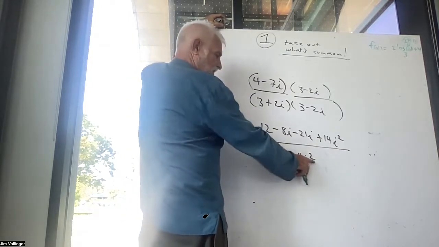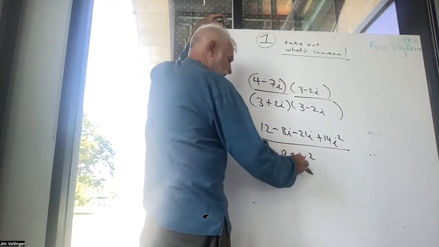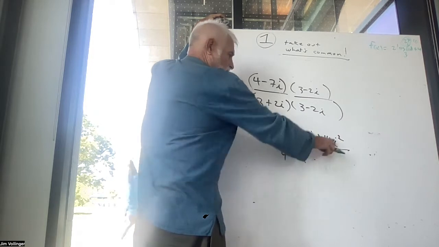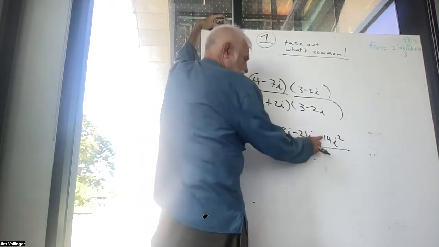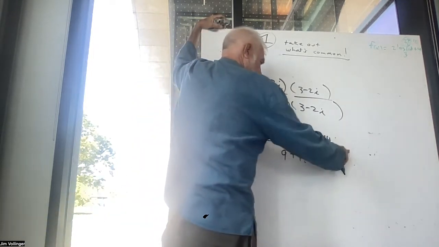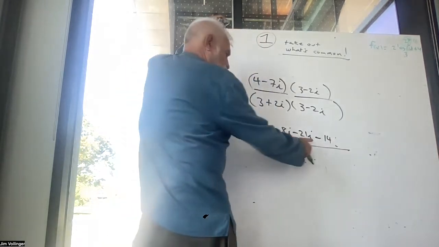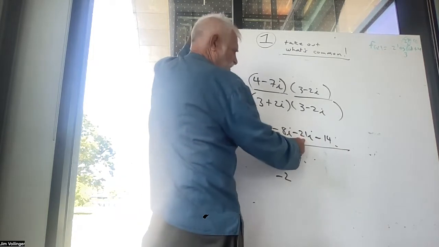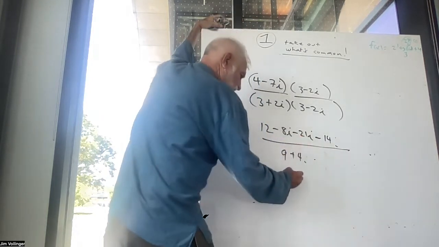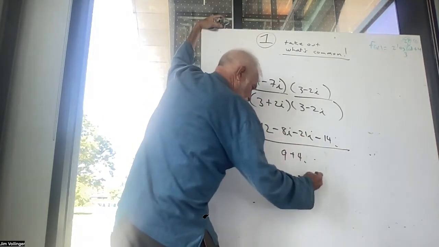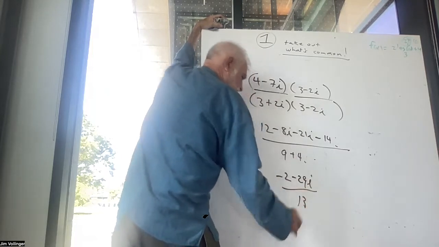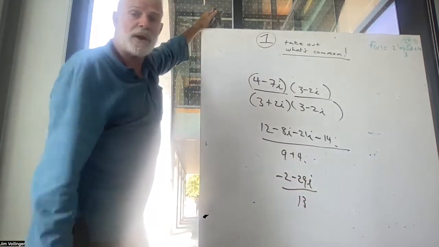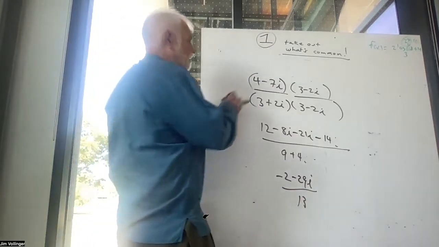What can I do to minus 4i squared? I can change it to positive 4. What can I do with 14i squared? I can change it to minus 14. Now I can put things together. 12 minus 14, negative 2, minus 8, minus 21, I think is what it was, minus 29i over 13. Hope you had enough practice there to make some gains.